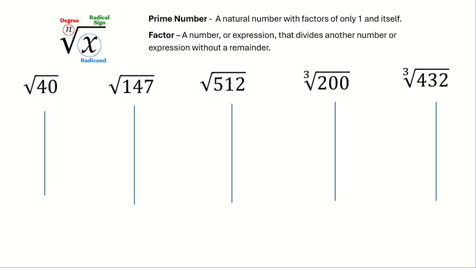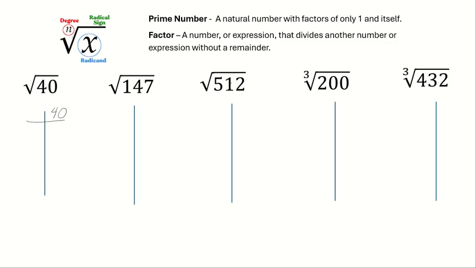We have the square root of 40 as our first number. For the square root of 40, the technique is to find the lowest prime number that is a factor of our radicand. That's how we start out. So we're going to start with 40, and I like to put it on the right-hand side.